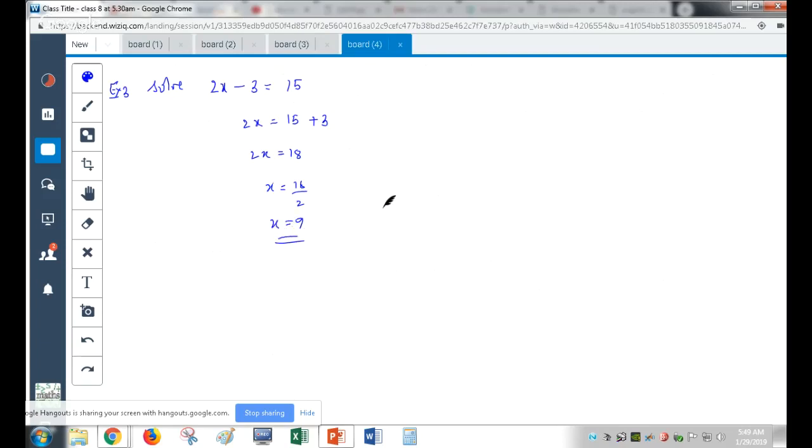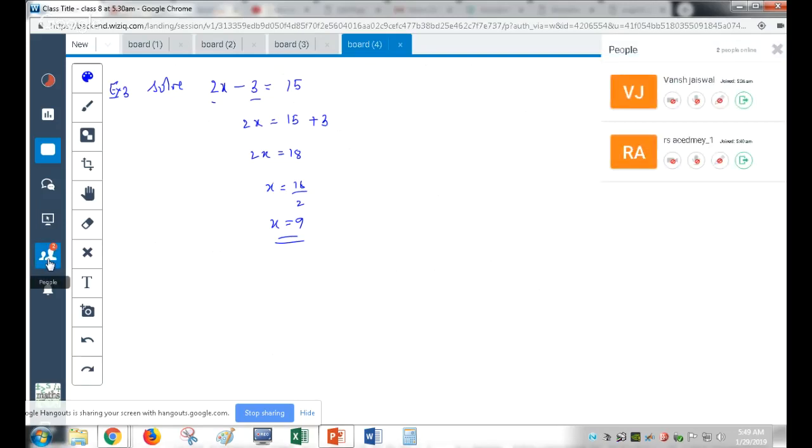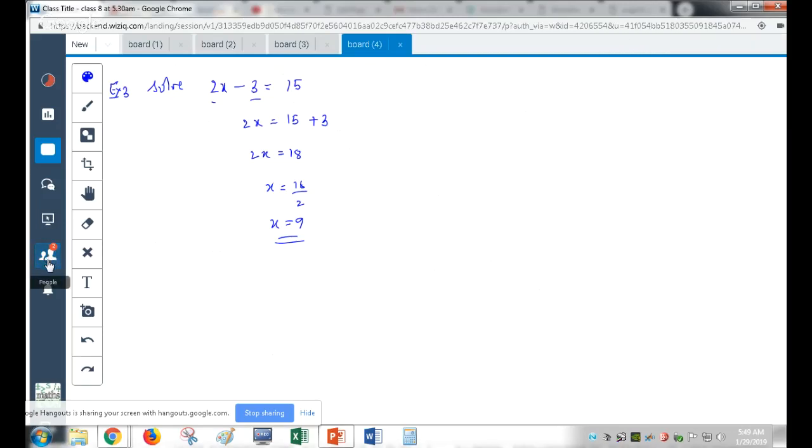So that means what we have done, first we have sent 3 to other side and then 2 to the other side. Our ultimate aim is to keep only x on left hand side. Okay. So this is what is solving. Okay. So in this way you can do any number of problems, right?